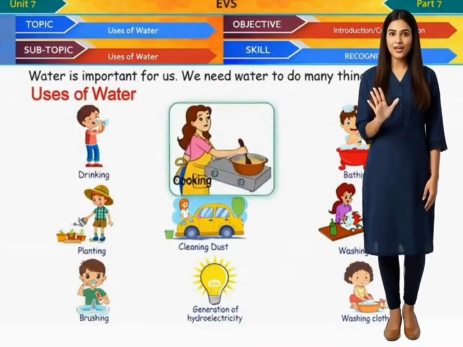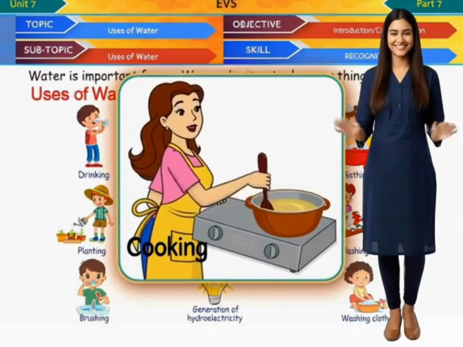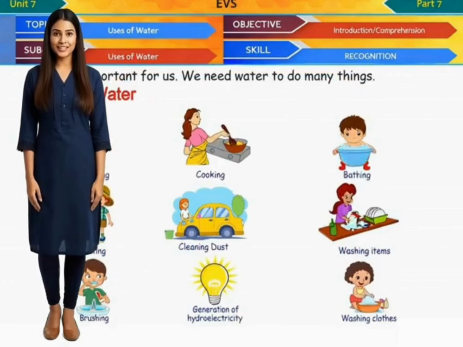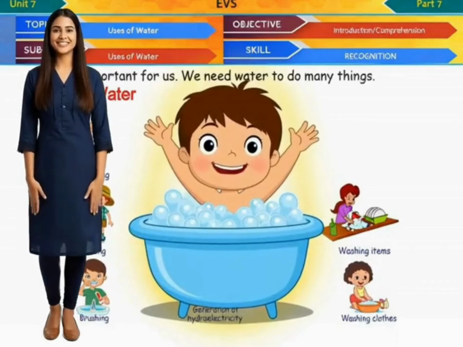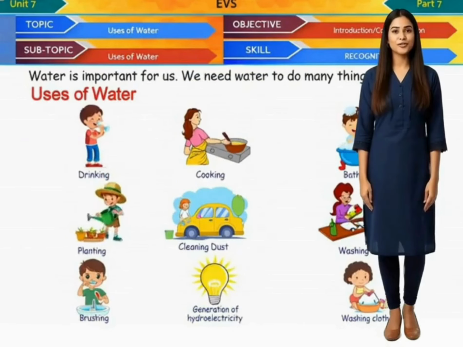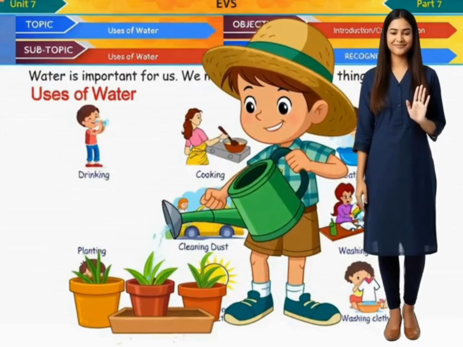Children, we use water for bathing to keep our body clean and fresh. Water is used in cooking to prepare food like rice, vegetables, and many dishes. Water is very important for plants. It helps them grow and stay green.